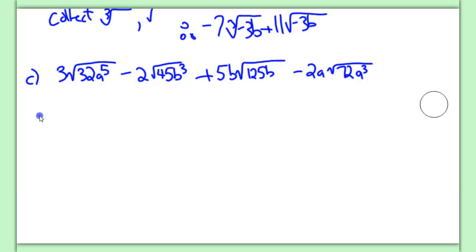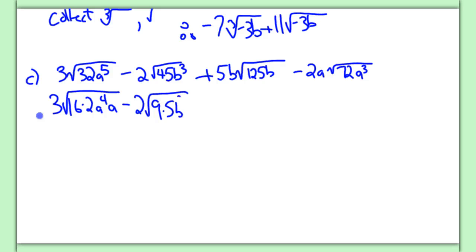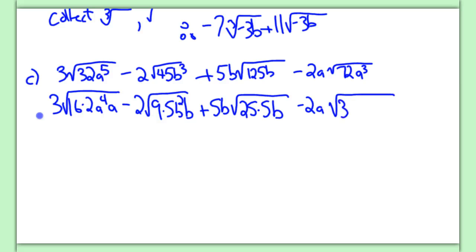Anyway, so we work it really with 3 square root 16 and 2, a to the 4th and an a left over, minus 2 square root 9 times 5, b squared and a b, plus 5b square root 25 times 5, and there's a b, minus 2a square root 36 times 2, and an a squared and a. Okay, so now what do we do? Well, perfect square, perfect square, perfect square, perfect square, perfect square, nothing else, perfect square, perfect square.